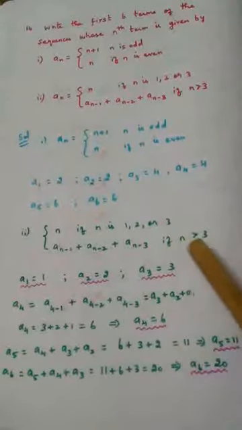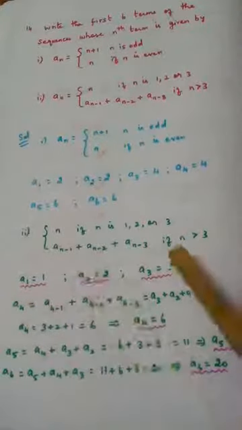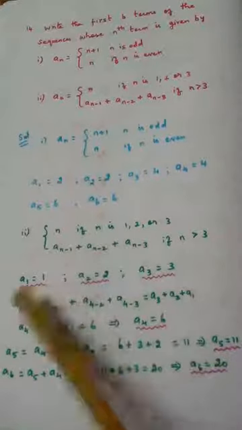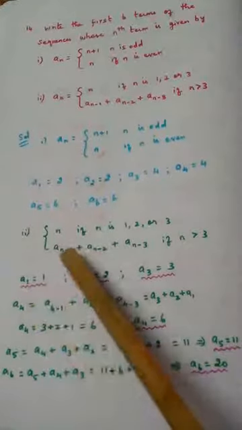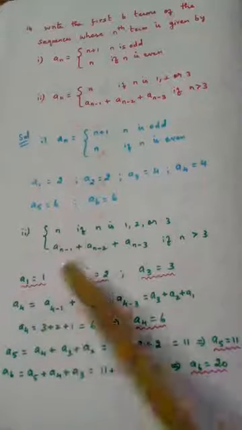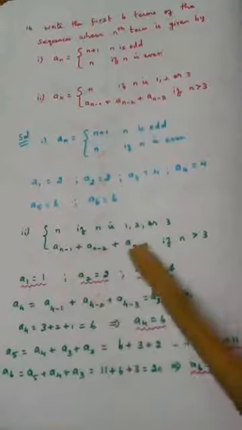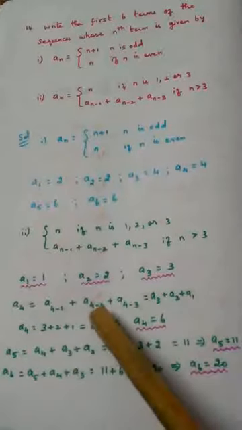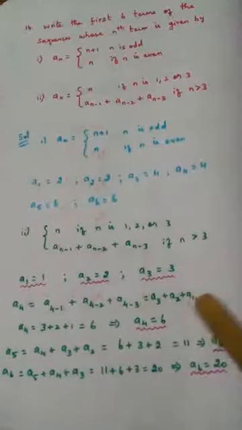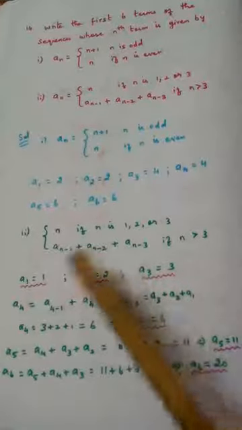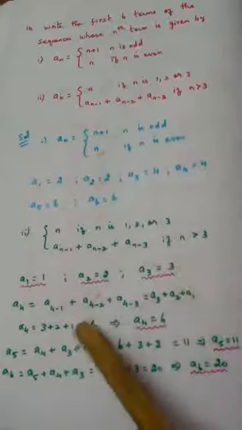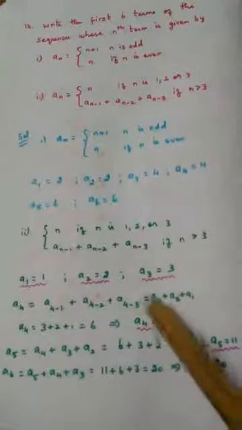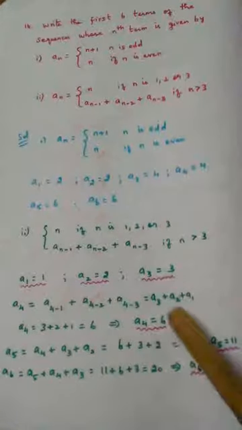But if n is greater than 3, suppose 4 is greater than 3, I should use this formula. What I have to do, a4 is equal to, you put 4 here: 4 minus 1, 4 minus 2, 4 minus 3. So this becomes a3, this becomes a2, this becomes a1. But already we know a3, a2, a1. So 3 plus 2 plus 1, 6. a4 value we found out here. This is the fourth term.